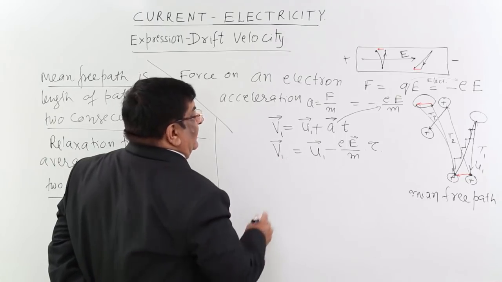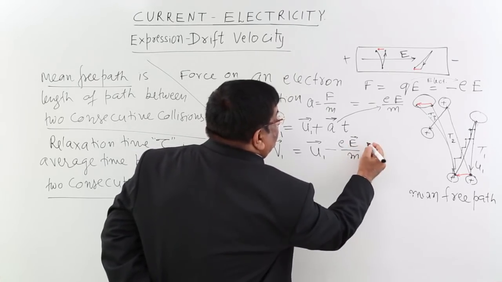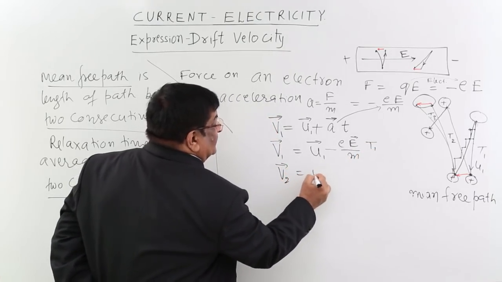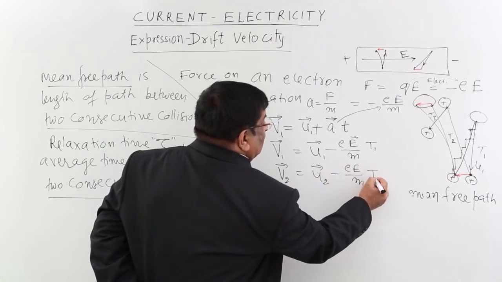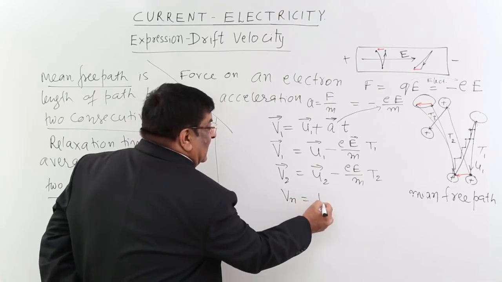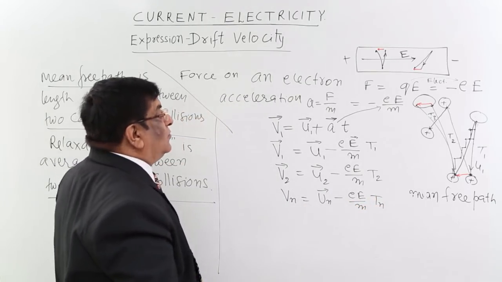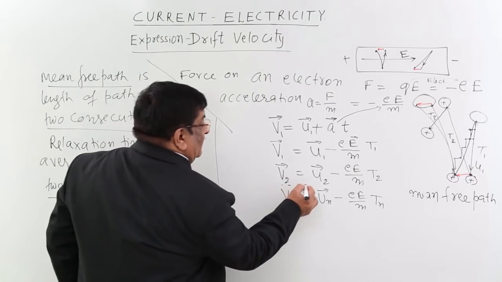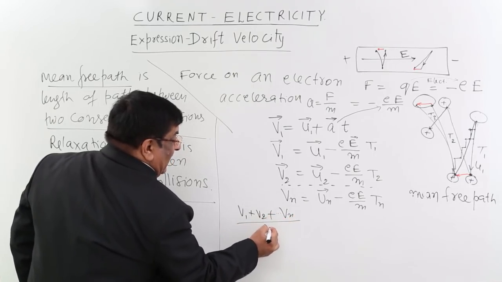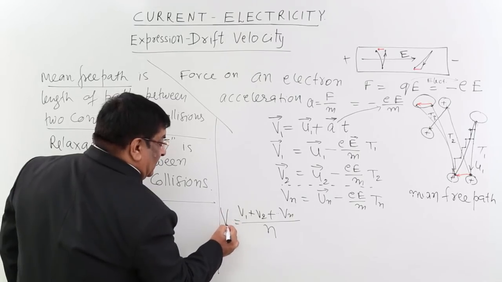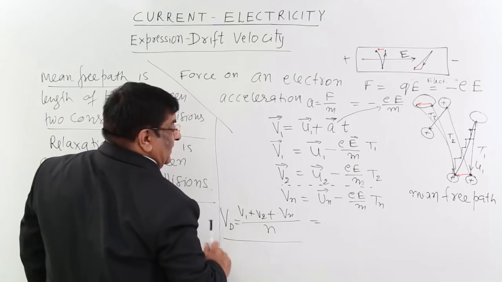Now, this is for electron number 1. For electron number 2, we can write tau, or we can write it as t1. For electron number 2, this is U2 minus eE upon m, because of the charge, this will become minus, into t2. Similarly, we will go up to n electrons, and this will be Un minus eE upon m into tn. Now, how do we calculate the average velocity? The average final velocity will be the sum of all these, V1 plus V2 up to Vn, divided by n. This velocity is known as drift velocity. We have defined it.